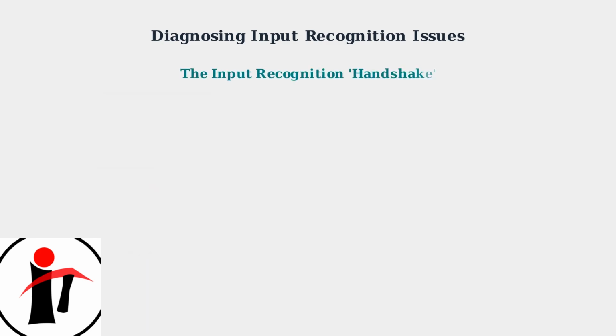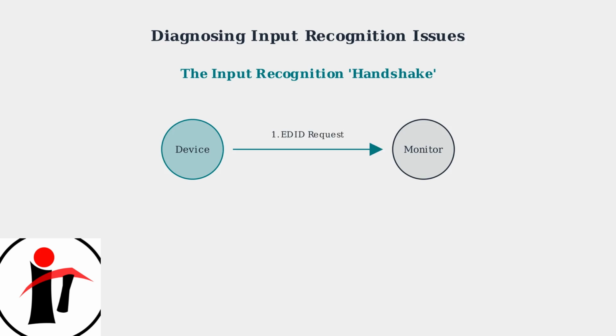Your monitor and device need to establish communication through a process called a handshake. This involves exchanging display data, negotiating resolution, and refresh rates. First, the device requests display information. The monitor responds with its capabilities. Finally, they agree on settings and begin transmitting the video signal.